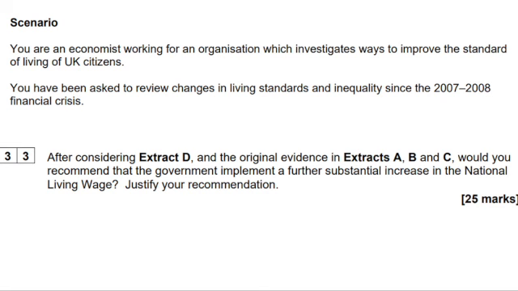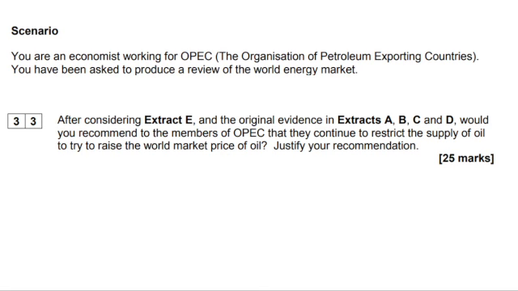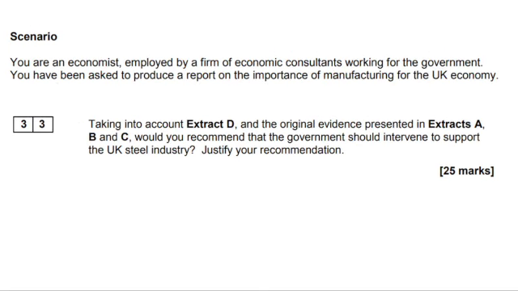So this first scenario, you're an investigator for the standard of living of UK citizens, and it's based on the time frame of 2007 and 8, the year that this was obviously assessed. The next, you're working for OPEC and you're reviewing the energy market for them. So you are working for OPEC. And again, that might have an impact on how you recommend and the judgments that you make. Another, an economic consultant working for the government and considering the importance of manufacturing.